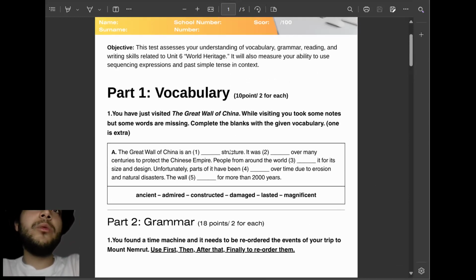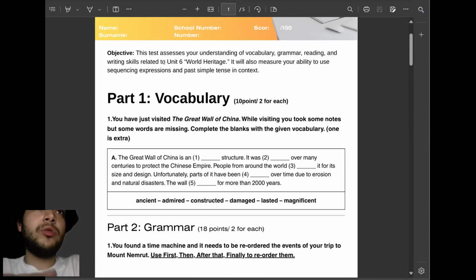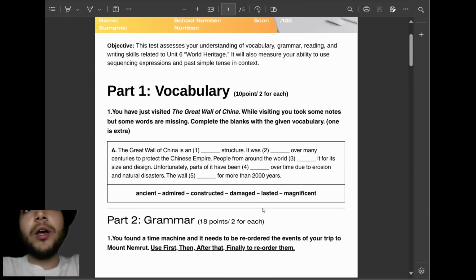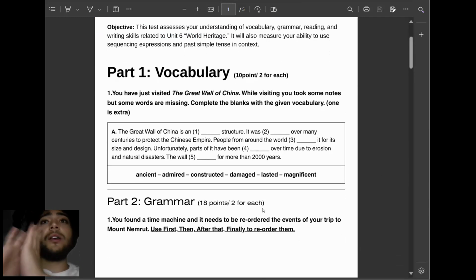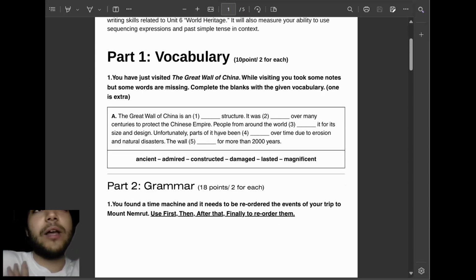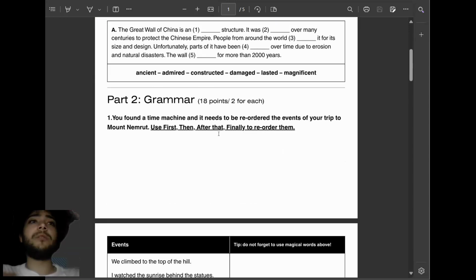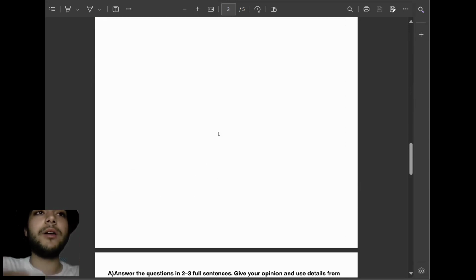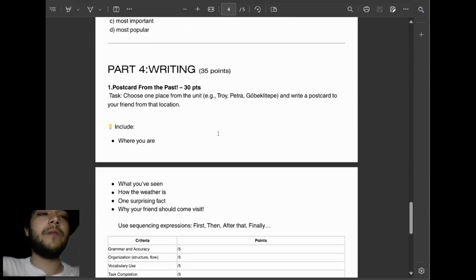The unit I aimed at was Unit 6, the World Heritage, and all the things in the unit, which is about the map book. So let's have a look at the test first. I have a vocabulary part, a grammar part, a reading part, and the last one is the writing part.